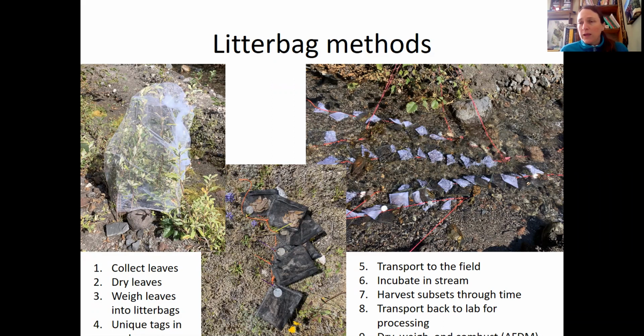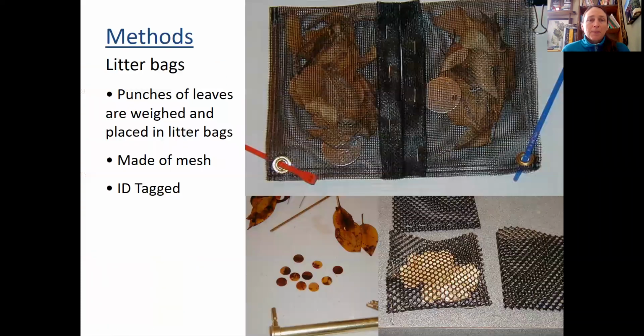And then we dry and weigh the leaves again. And then we often combust the leaves at the end to determine what's called ash-free dry mass. So here are just some close-up pictures of a few different types of leaf litter bags.